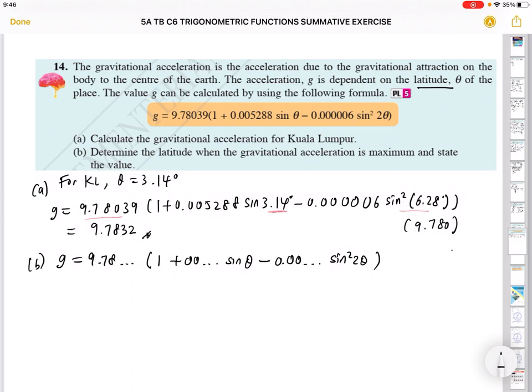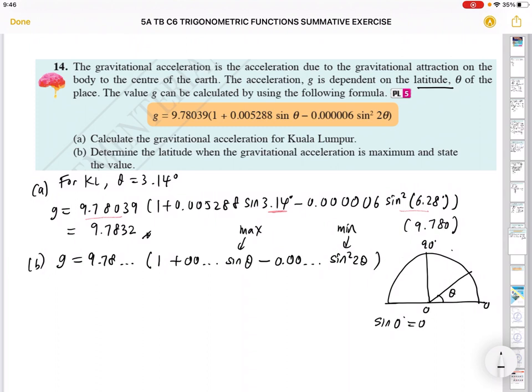Now you go back to the concept of latitude. I hope, from whatever I've briefly explained to you earlier, your theta here, latitude, is measured from the equator. The maximum you can go is only 90, right? So now, we know sine 0 is 0. Sine 90 is 1. Correct? So your sine theta is maximum at 1.